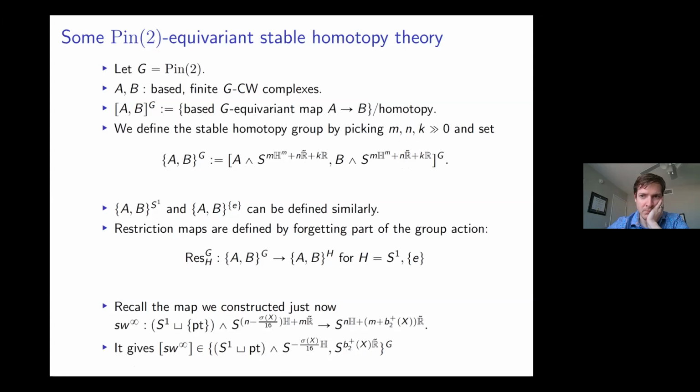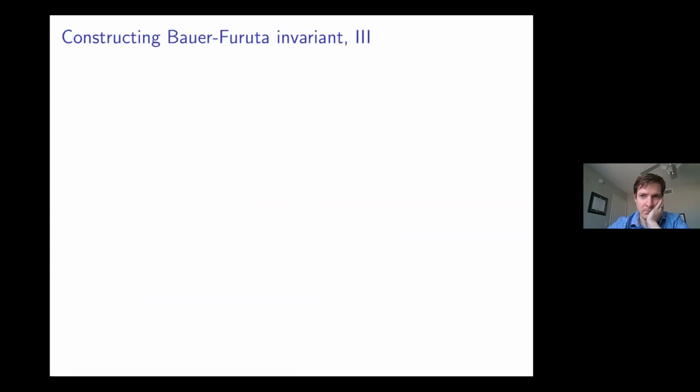Any questions at this point? Okay, so let's continue with this construction. And we have this element. It's still not an element in the stable homotopy group of spheres because this is not a sphere. It's a sphere with a disjoint base point.